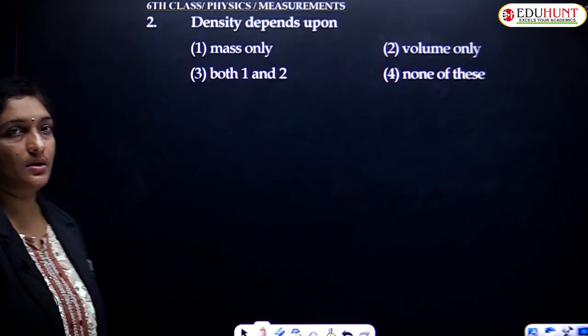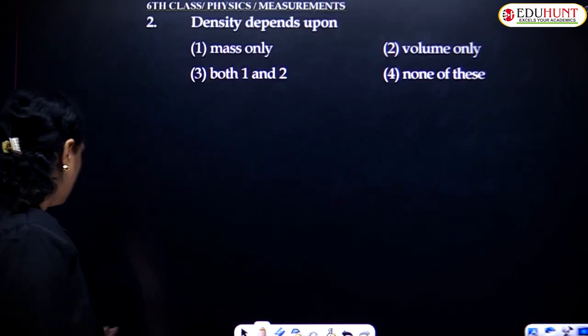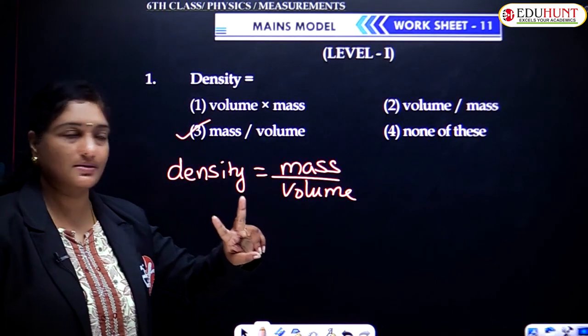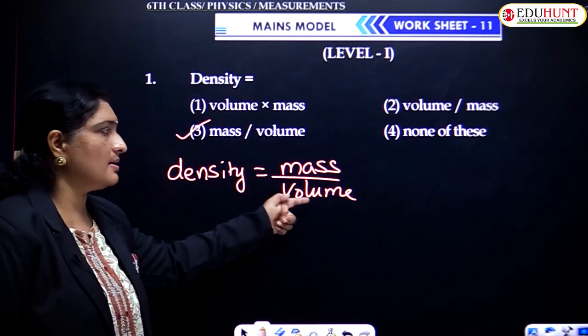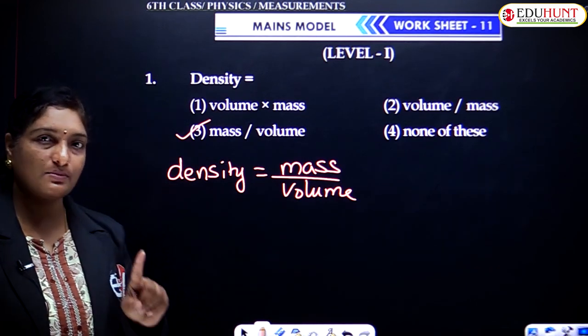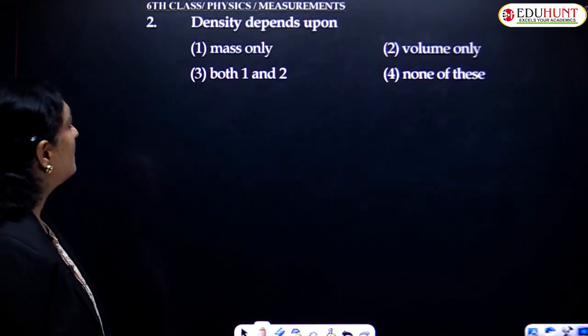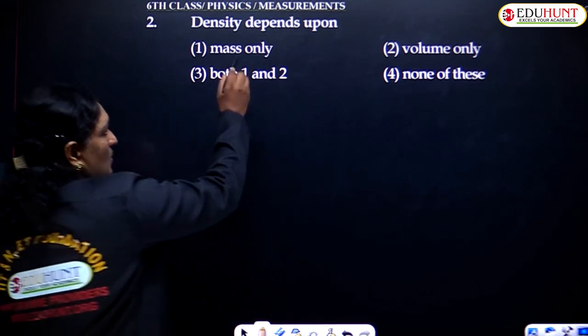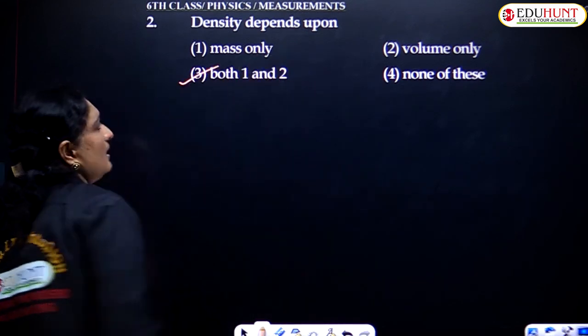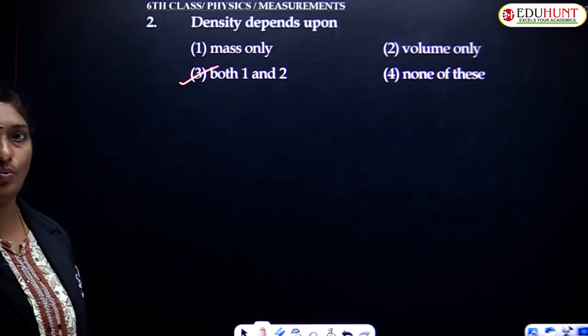What factors does the density depend on? Just now we saw that density depends on two factors, one is mass, the other is volume. So density depends on two physical quantities, mass and volume. Does it depend on mass only, volume only, or both mass and volume? Yes, it depends on both mass and volume.